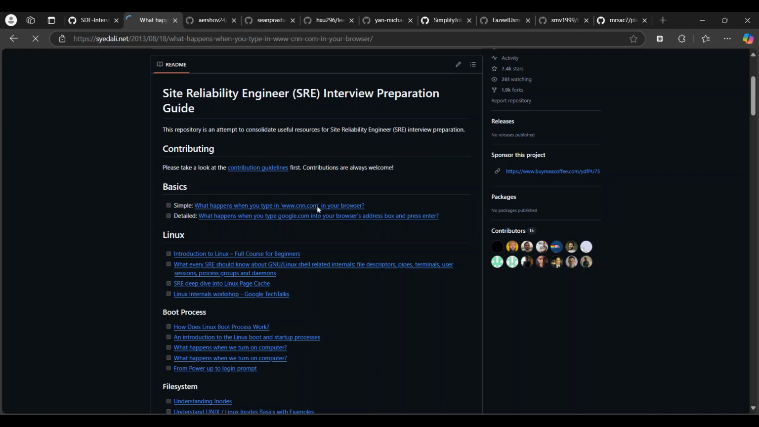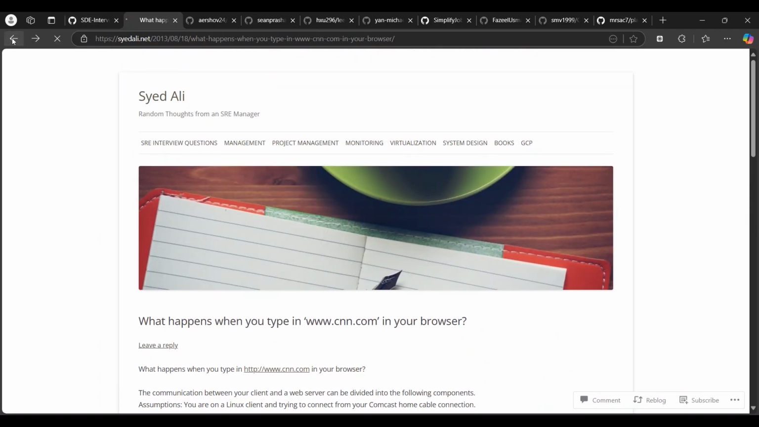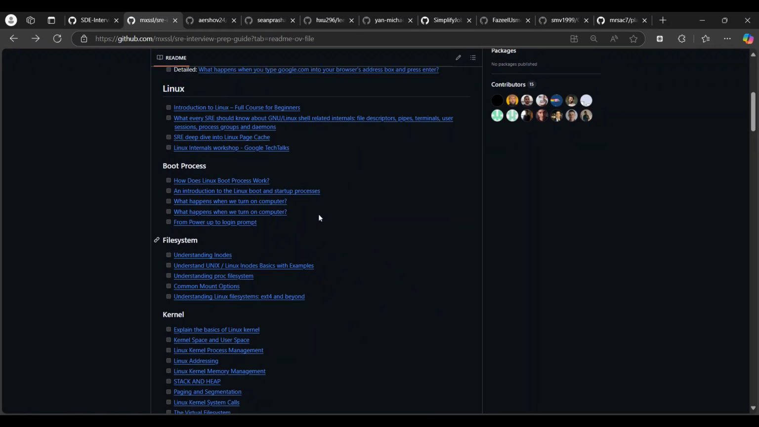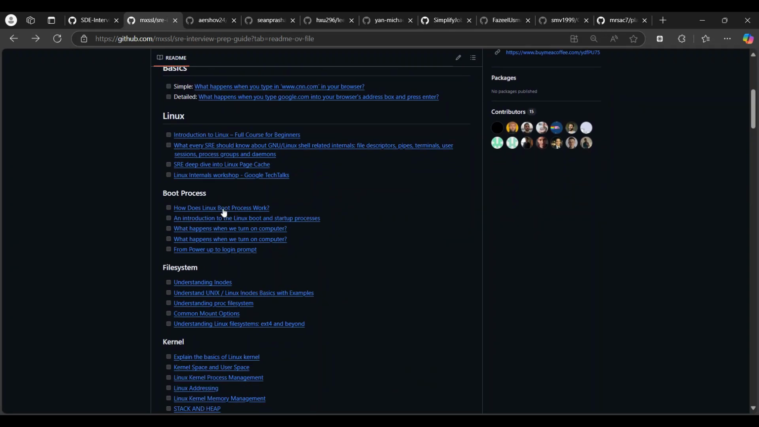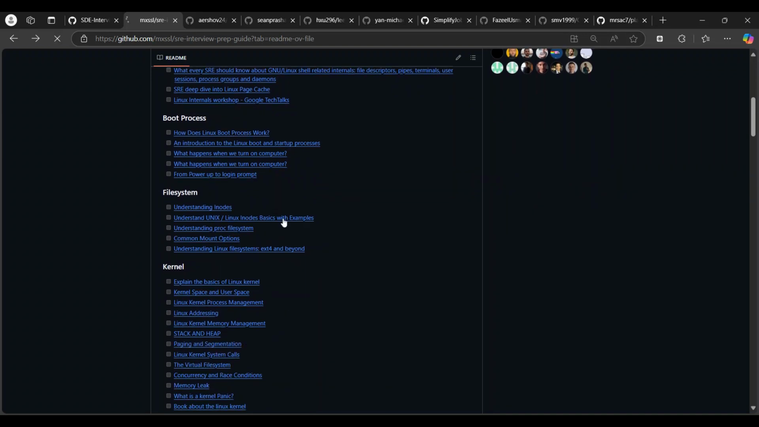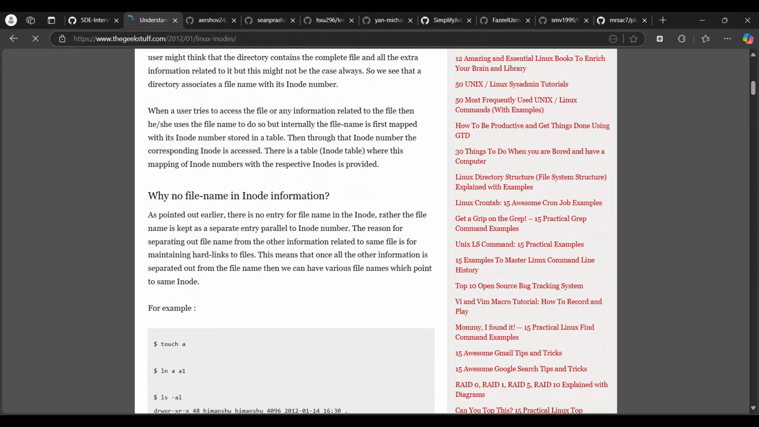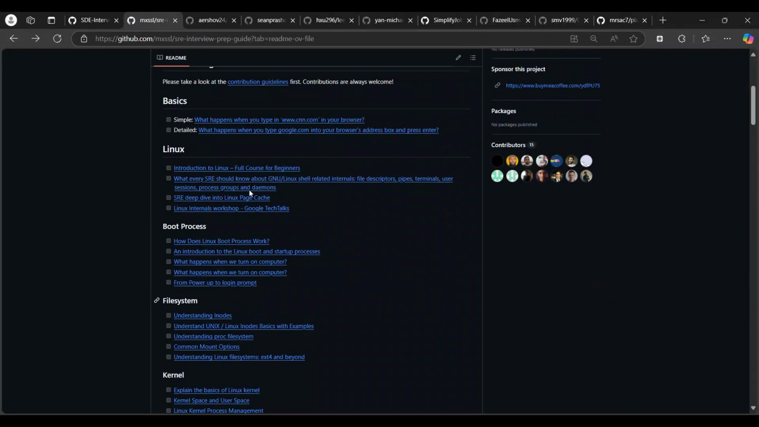If I click, they have added some articles, so you can read and get the answer to this question. Similarly, you should know Linux, of course, if you are applying for SRE. In Linux also, there are different topics, like the boot process, how does the Linux boot process work, or the file system, understanding Unix versus Linux nodes. These are the things they have listed, and if you click, they have suggested some articles where you can get the answer and learn about this topic, so it will be really helpful for you.